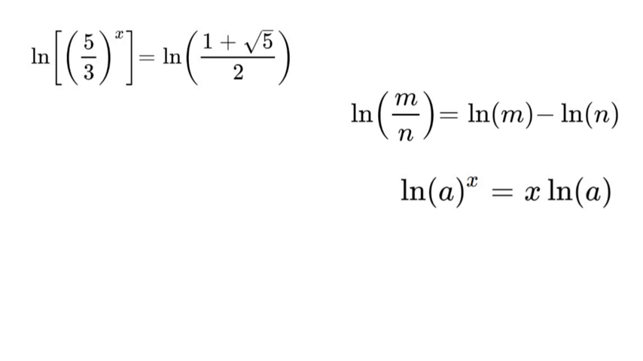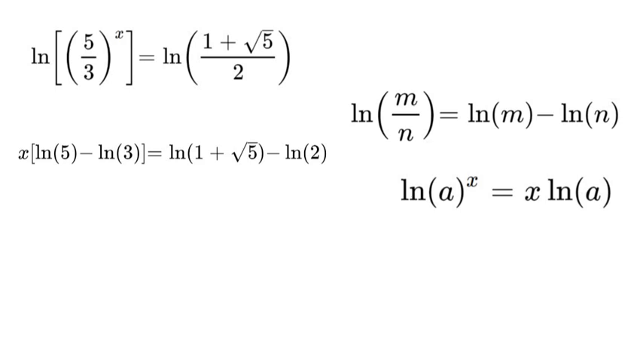So we've got a clean slate over here, that same equation on the top left. Now we're going to apply two log properties. Natural log of m over n is equal to natural log of m minus natural log of n, so we can simplify our fractions using that. We're also going to use an exponent property: natural log of a to the power of x is equal to x natural log of a, so we can move our x to the front. If we do all of that, we'll have x times natural log of 5 minus natural log of 3 is equal to natural log of 1 plus square root of 5 minus natural log of 2.